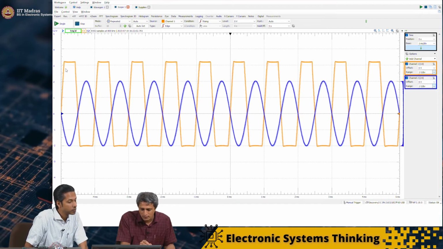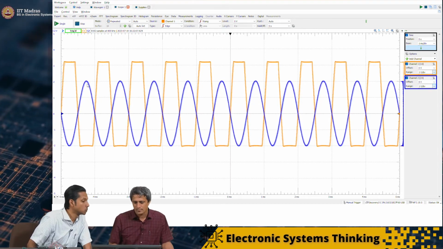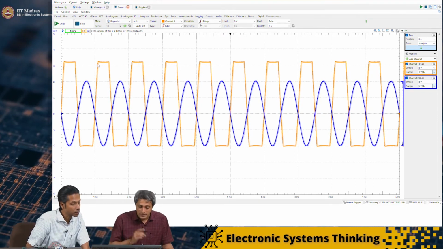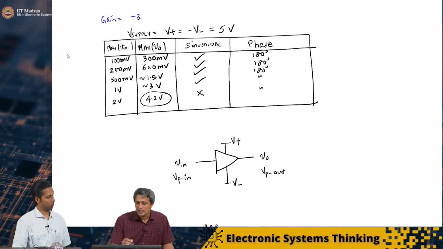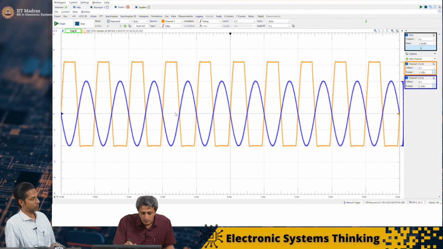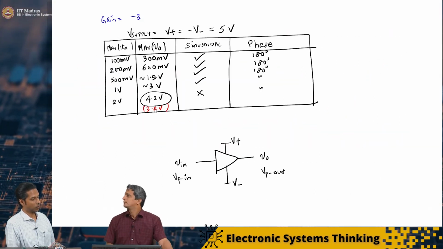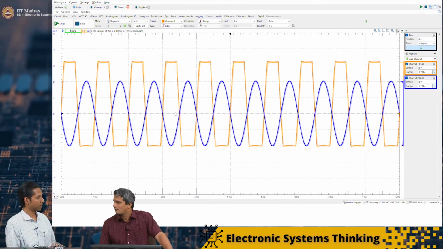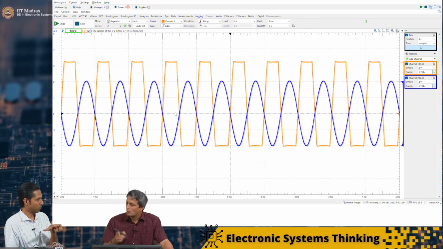Let's just note this value. The input V peak was plus 2 volts and the supply was reduced to plus 4 volt. Now it is 3 point something. On the positive side, this is saturating at 3.2 volts. So I cannot have large amplification like I wish. It also depends on the power supply voltage that you are giving.